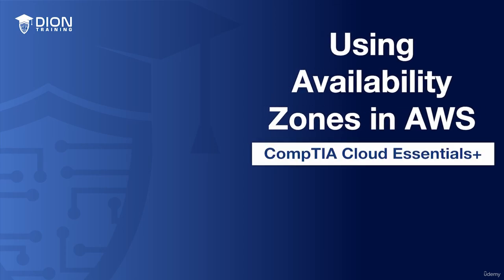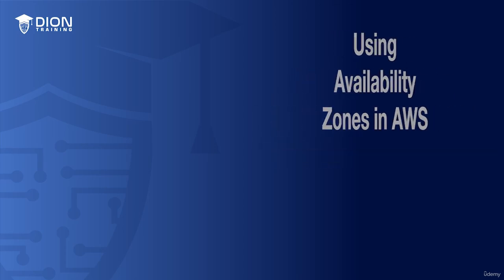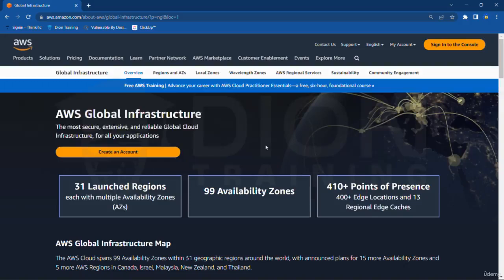In this demonstration on AWS, we're going to go over the regions and availability zones. As you may already know, AWS is a cloud service provider that allows you to deploy and manage your applications and services across the globe. To help with this, AWS provides a unique feature called regions and availability zones.